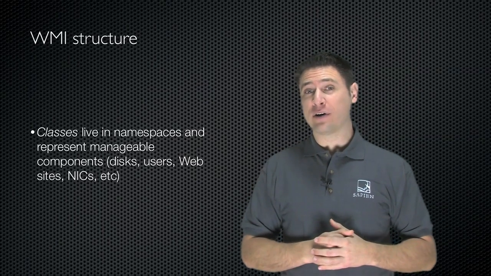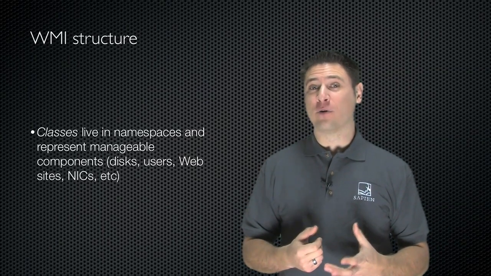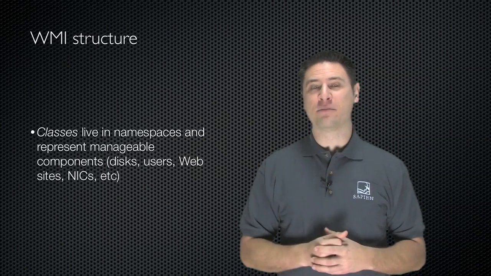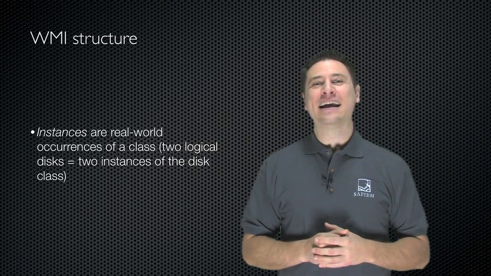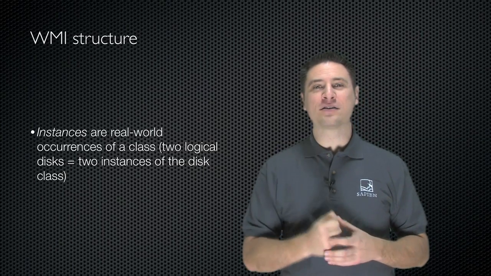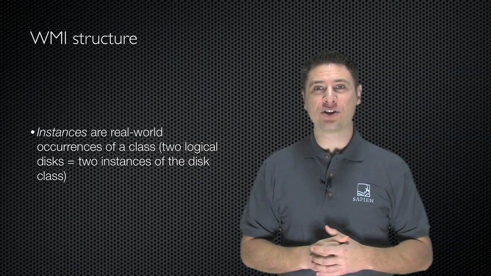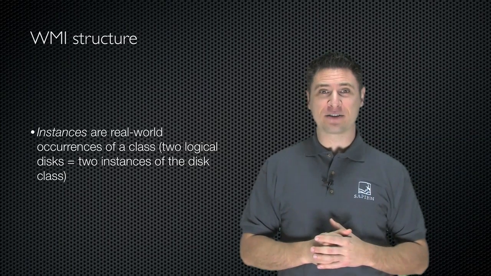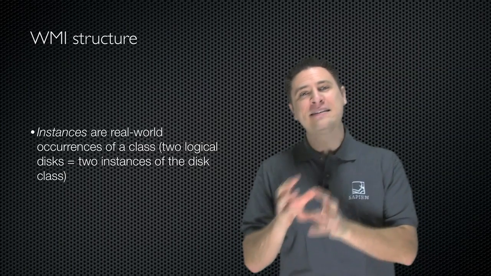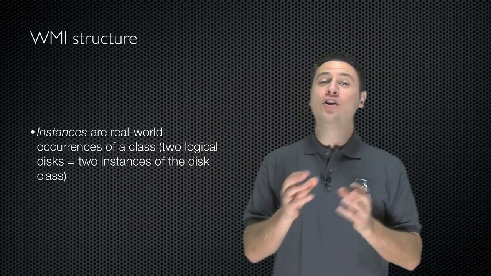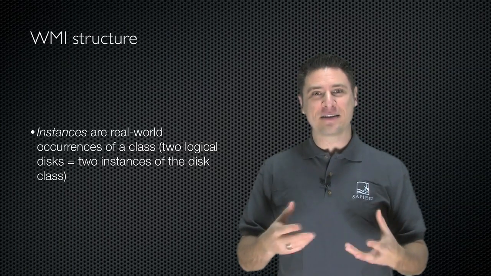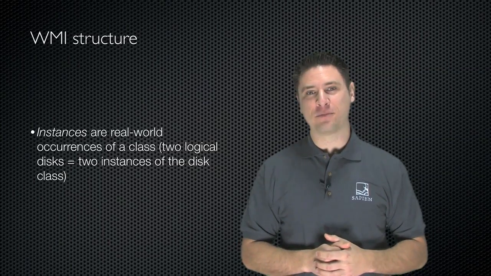In other words, your computer has a class for a battery, even if it's a desktop machine that doesn't actually have a battery. So an instance is a real-world occurrence of a class that actually exists on your machine. So if you have two logical disks, then you have two instances of the disk class. If you have no batteries, then you have no instances, although the class in abstract still exists on your computer.